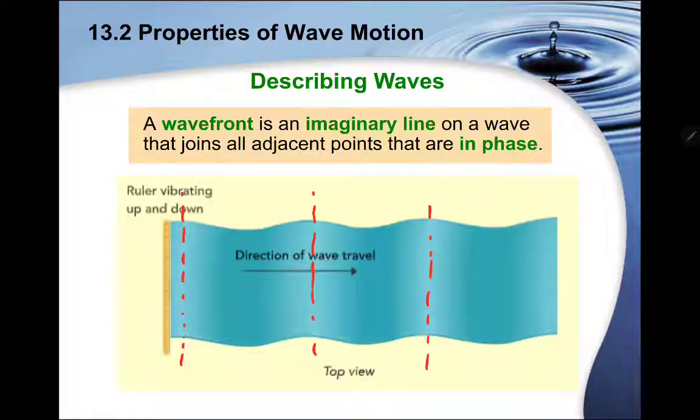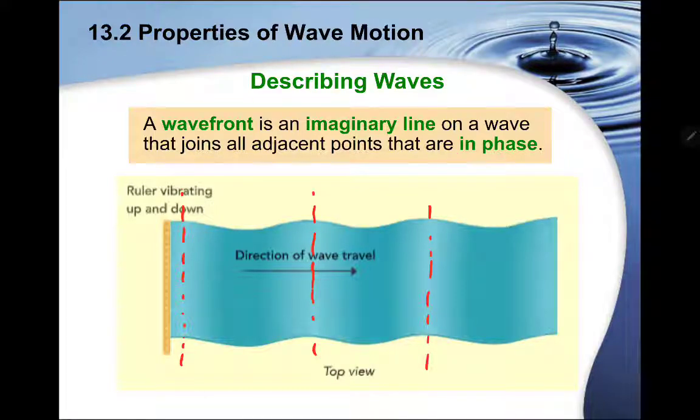I want to highlight a couple of properties of wavefronts that are important. This direction is moving left to right. What do you notice about the wavefronts? The wavefronts are always perpendicular to the direction of travel of the wave. If it's transferring energy from left to right in a transverse wave, these wavefronts are perpendicular to the direction of travel. So one thing to take note of is that they are perpendicular.